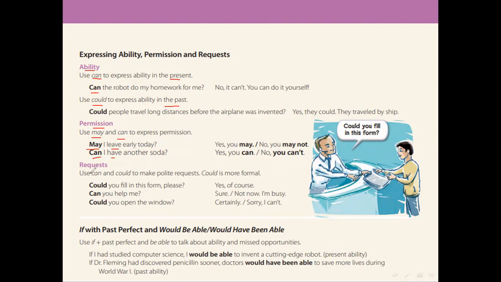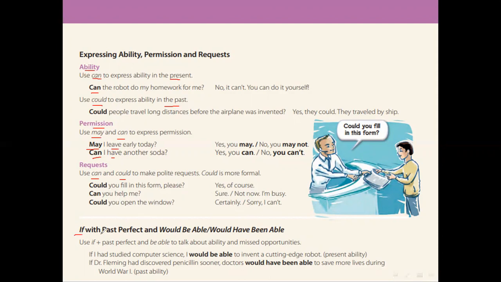For requests, use can or could to make polite requests, but could is more formal. Could you fill in this form, please? Yes, of course. Can you help me? Sure. Or not now, I'm busy. Could you open the window? Certainly. Or sorry, I can't.